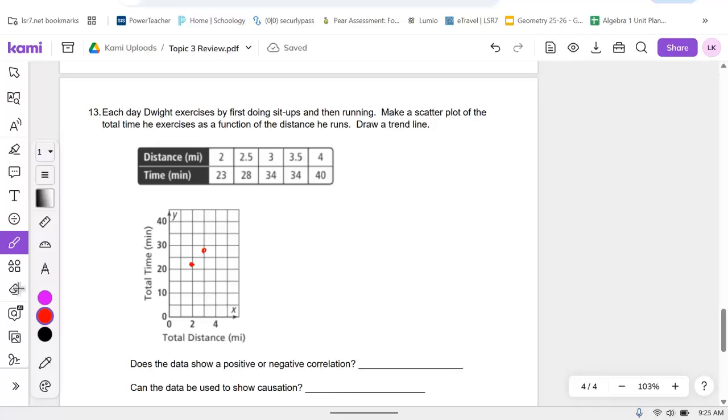At 3, let me fix that because I did that at 3. So 2.5 is 28. At 3, it's 34. At 3.5, it's 34. And then at 4, it's 40. And it says draw a trend line. So I'm going to draw a trend line the best I can here.